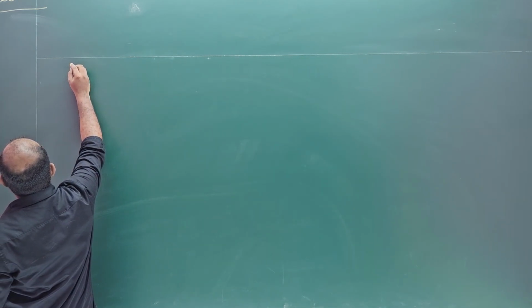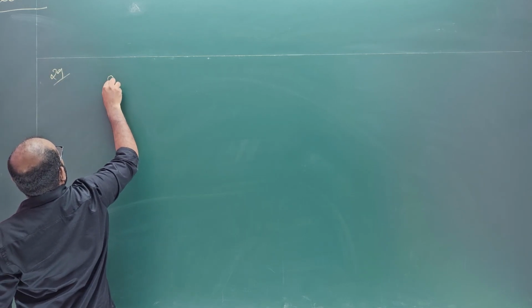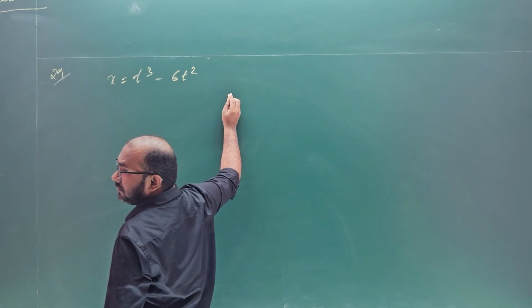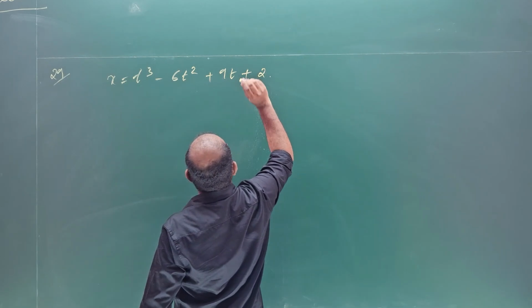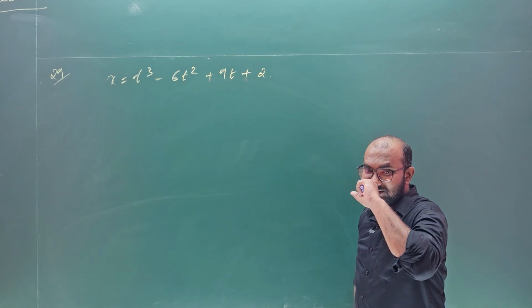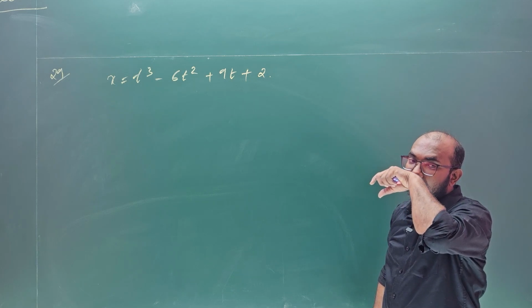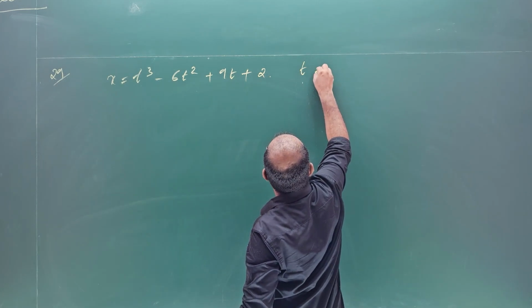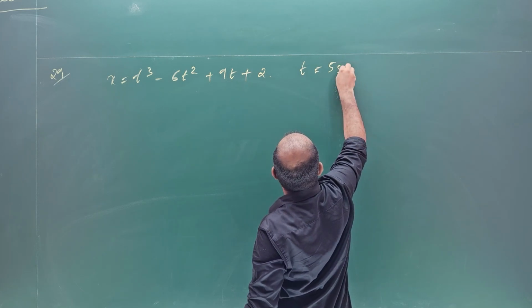Question number in the sheet, 29. x is equal to t cube minus 6t square plus 9t plus 2. Okay, then next, find average speed and distance. Okay, at t equal to what? t equal to 5 seconds.